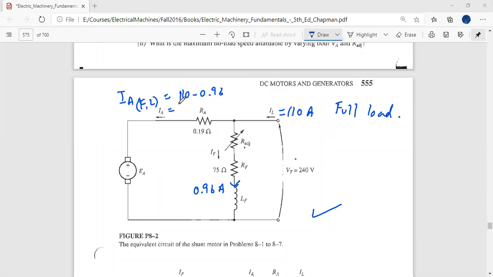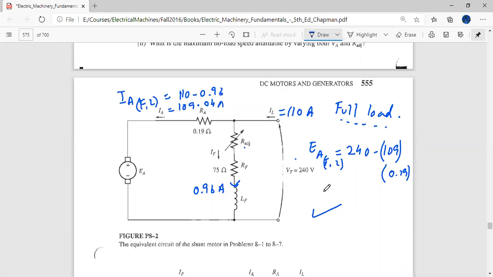So my new value of armature current is 109.04 amperes. This is for the full load operating point. So how can I find the EA at full load? EA at full load will be equal to VT minus IA full load, which is 109 times 0.19. So how much is my new value of EA full load?